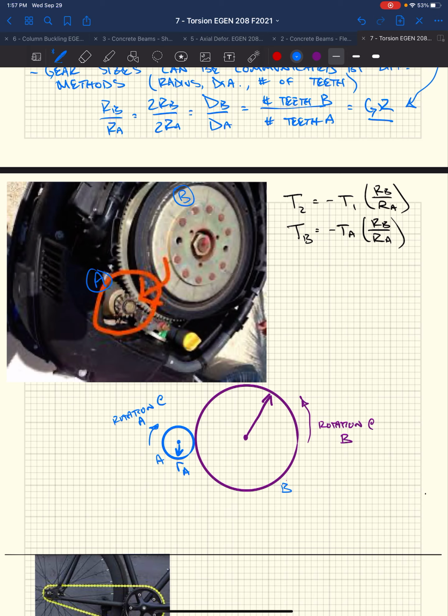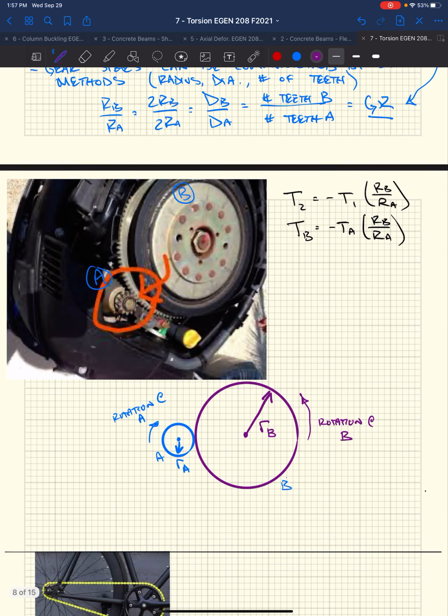This would be R sub A. This is R sub B. So we can also utilize our gear ratios to relate the speed and rotation of our gears, or our shafts, whatever's attached to this is going to be also relative to this gear. So we can say that the rotation at B now is the rotation at A. In this case, it's R sub A over R sub B.